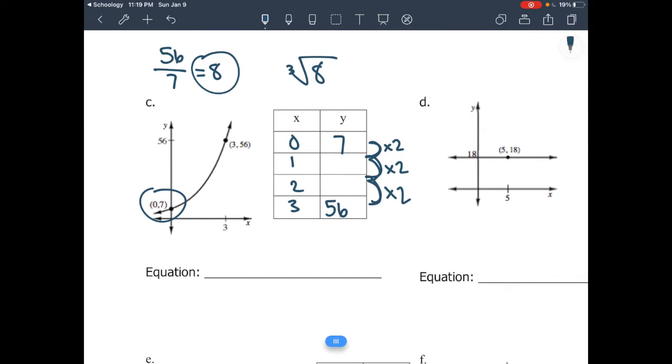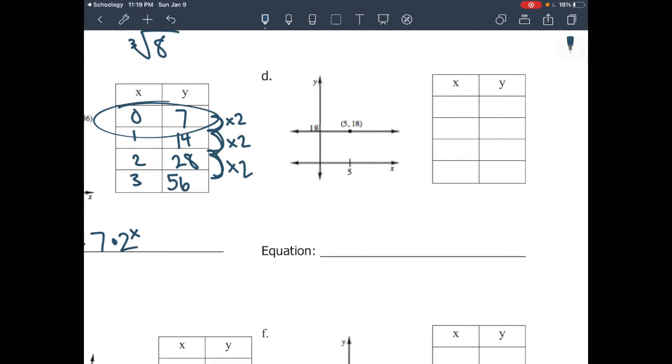So then to get my next number, I'm going to do 7 times 2 is 14, and then 14 times 2 is 28. And just to make sure that I'm getting the correct multiplier, I'm going to do 28 times 2 just to make sure it gets 56, and that does. So then my equation is y equals my starting value times my multiplier to the x power.